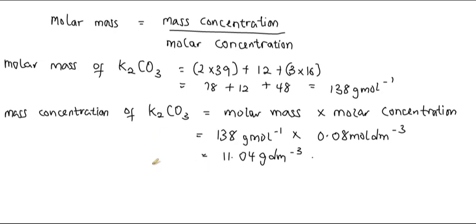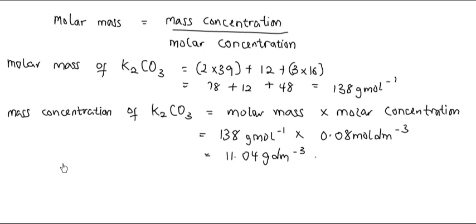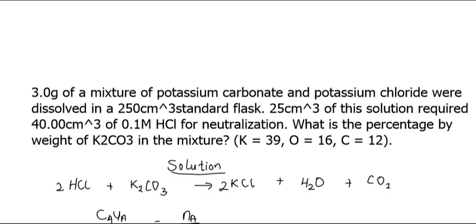Now we are yet to know the mass concentration of the mixture. To do that, we'll have to go back to the question again. From the question, we are made to understand that 3.0 grams of the mixture were dissolved in 250 centimeter cube. What quantity of the mixture will be dissolved in 1000 centimeter cube? That's how we'll be getting the mass concentration of the mixture. So if 3 grams is dissolved in 250 centimeter cube, what mass of the mixture will be dissolved in 1000 centimeter cube? This will help us to calculate the mass concentration of the mixture itself.